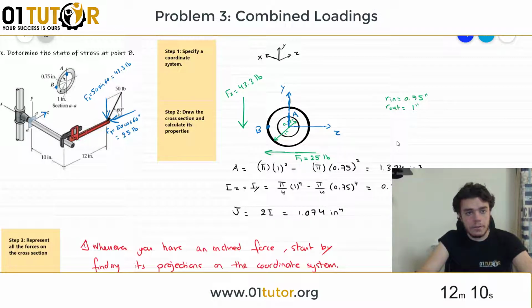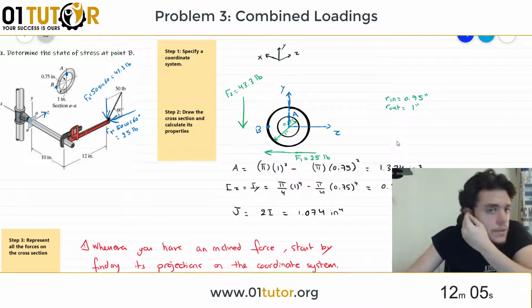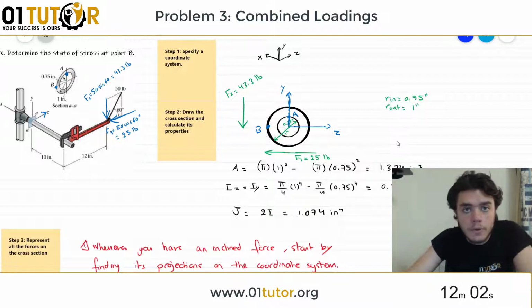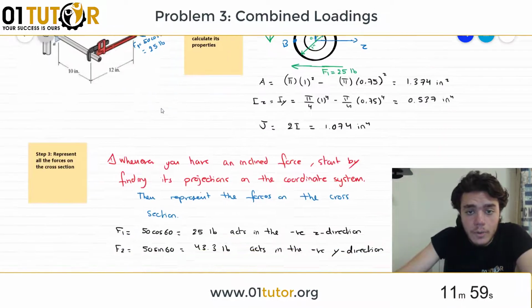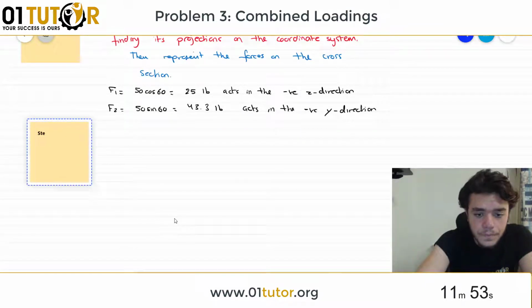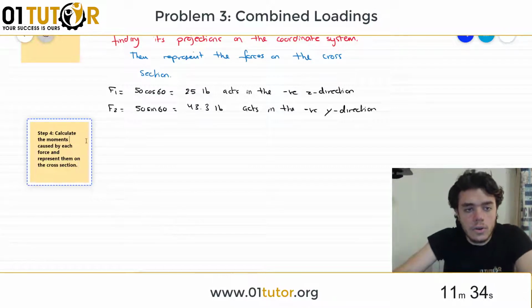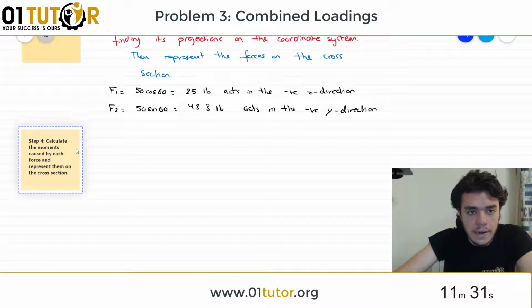Okay, 43.3 pounds. Perfect. So this is it for step 3. We represented all the forces. These are the only forces, F1 and F2, the projections of the 50-pound force acting at 60 degrees with the horizontal. So now after we represent the forces, we need to continue with step 4, and it is to calculate the moments caused by each force and represent them on the cross section.